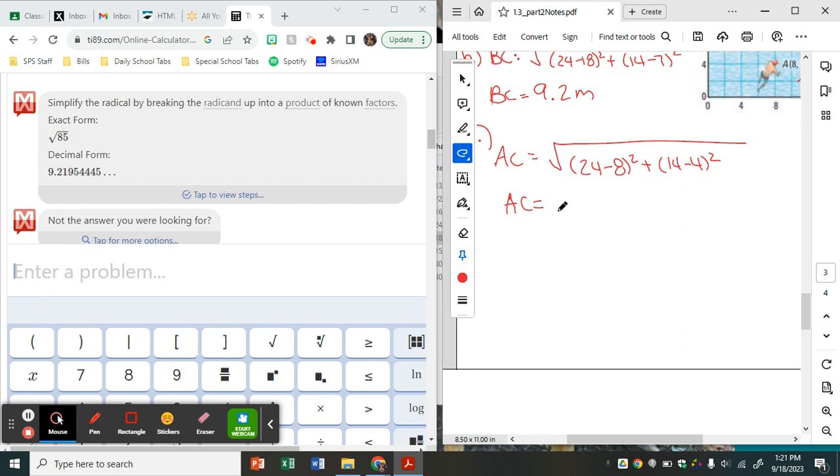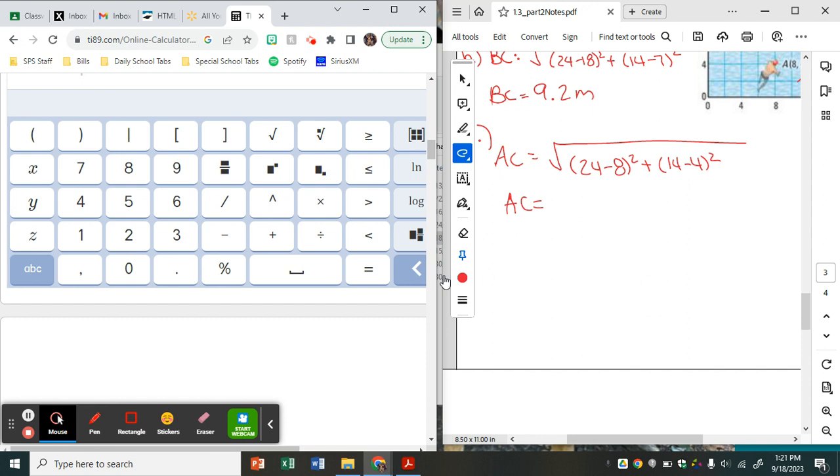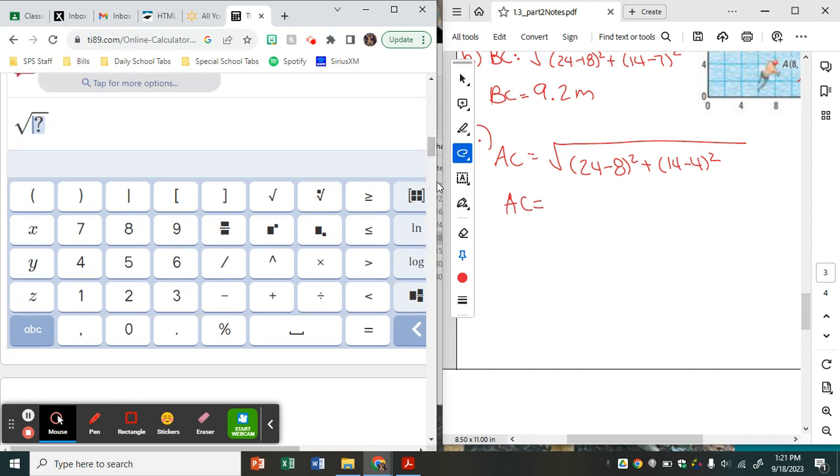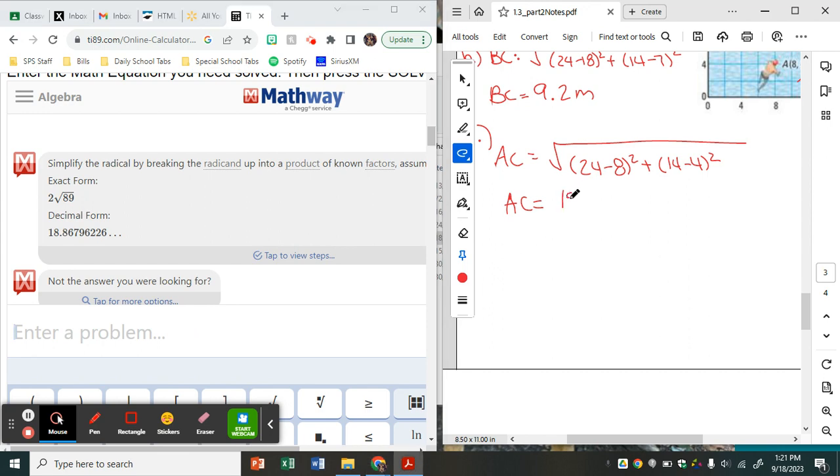So when I retype this one, I'm going to go down here, radical, and then parentheses, 24 minus 8 squared plus 14 minus 4 squared. And then if we hit enter here, we get the answer as 18.9 meters when we round that.